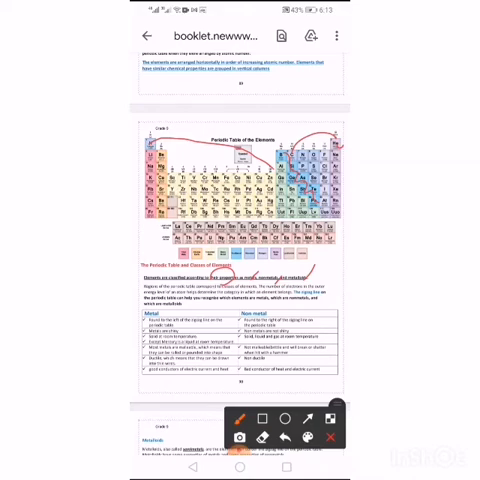Metals are shiny or have luster, while non-metals are dull, not shiny, not lustrous. Most metals are solid at room temperature, except mercury. Only mercury is a metal that is a liquid at room temperature. Non-metals can be solid, liquid, or gas at room temperature.